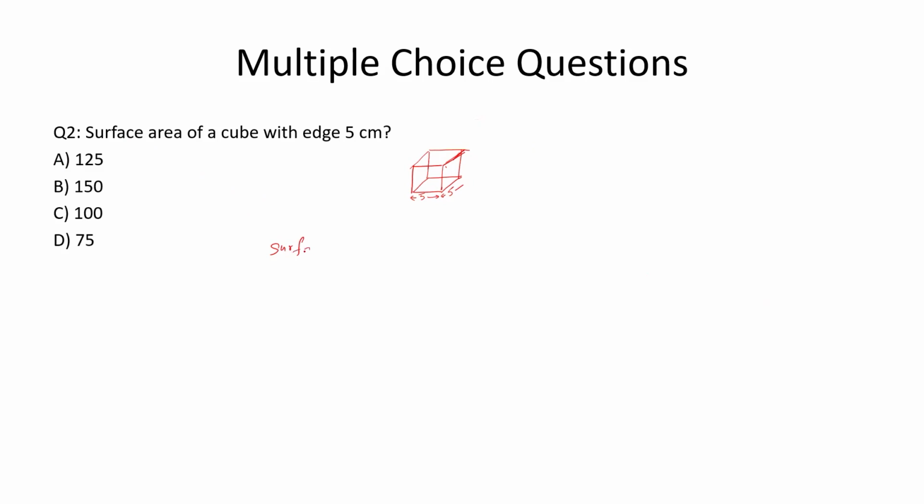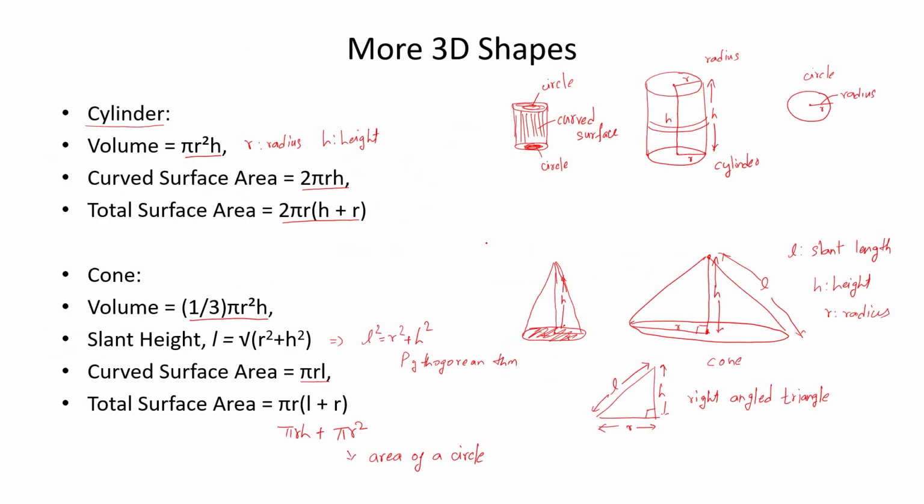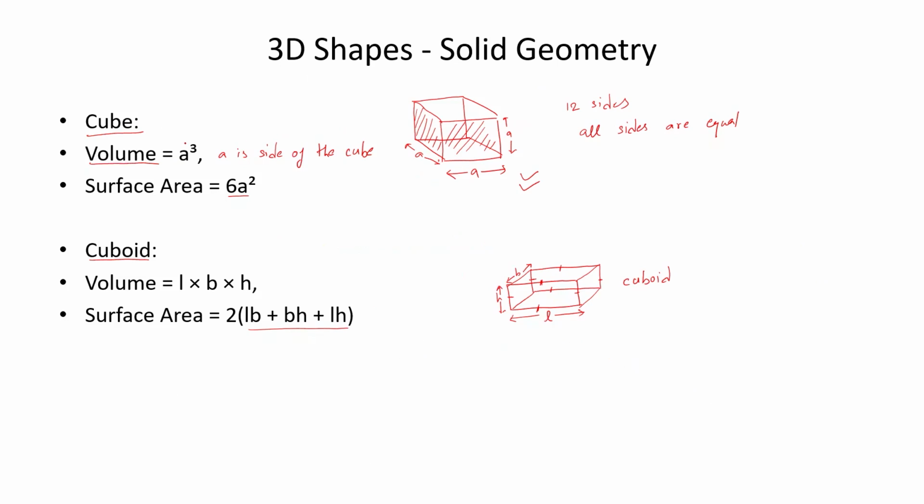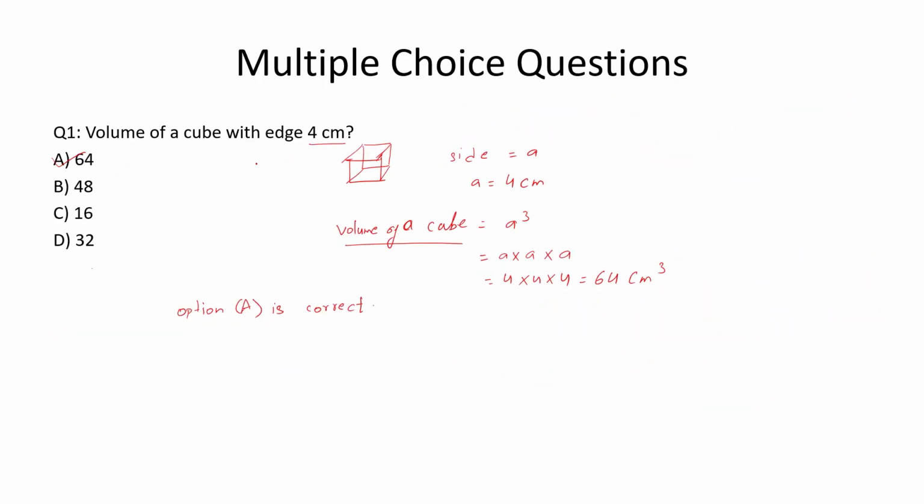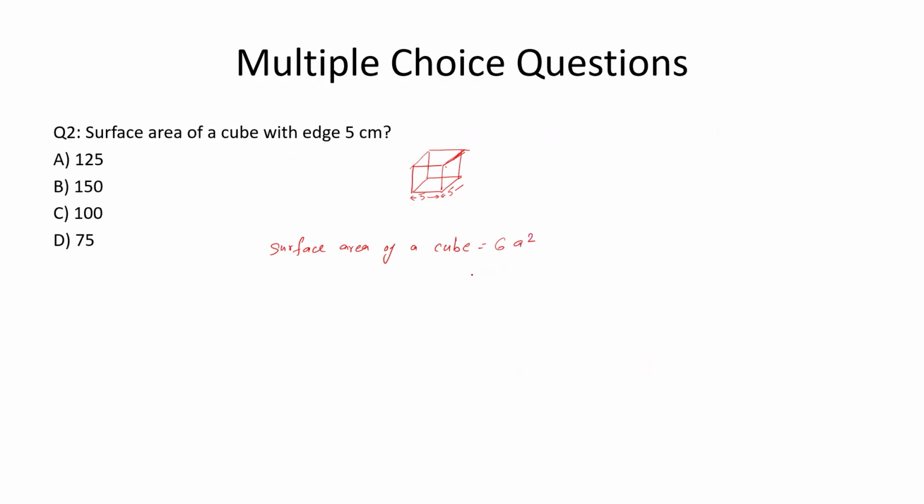So what is the formula for the surface area of a cube? This you should be knowing. Let's go back to the formula. So here it is. Surface area of a cube is 6a square, if a is the side. So 6 is a constant as it is. A is 5, so 5 into 5. Remember, side is a. A is given to be 5 centimeter. Now just do the multiplication.